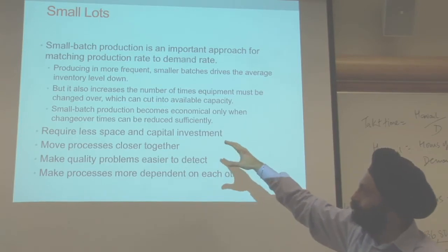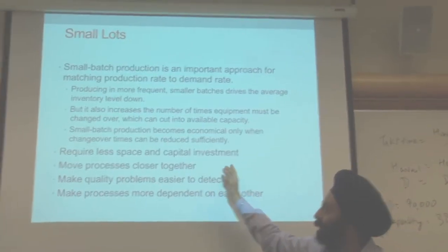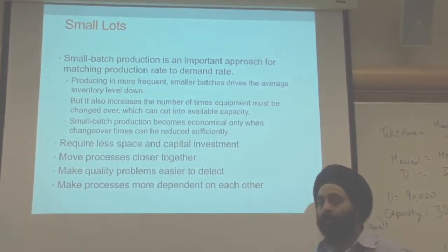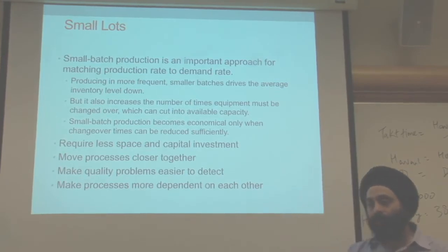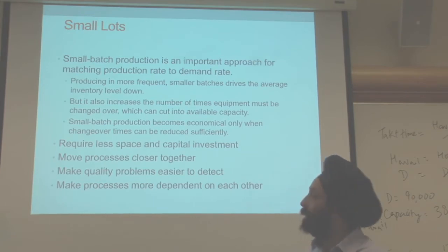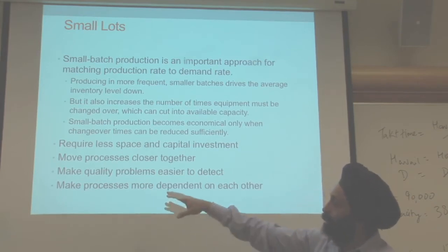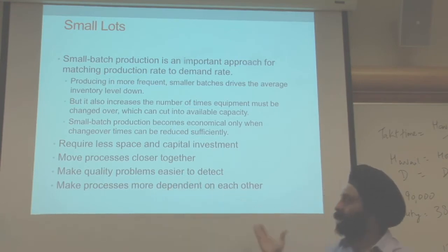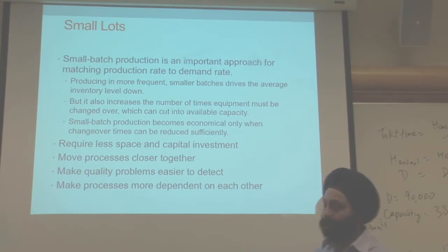But small batch also requires less space and capital investment, and it allows processes to be moved closer to each other, so you don't need that much factory space, because most of it is otherwise used for warehousing or storing material. It makes quality problems easier to detect and makes processes more dependent on each other.